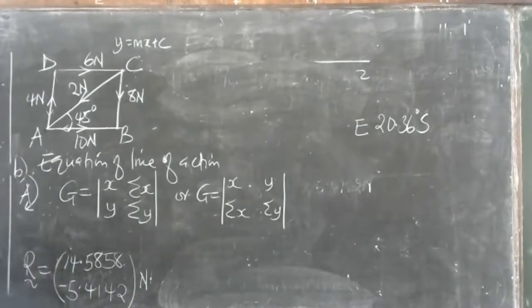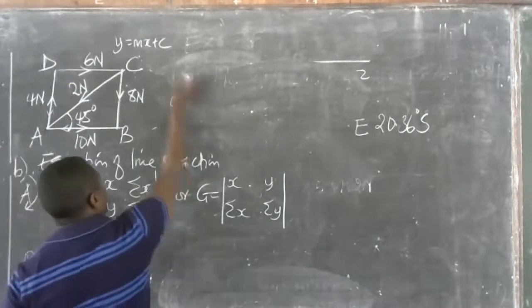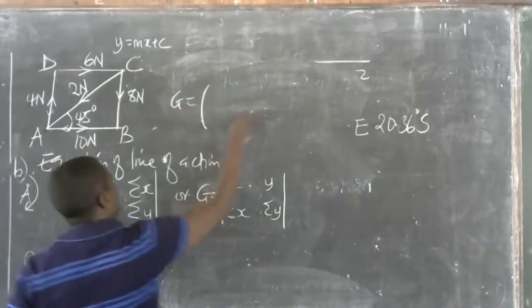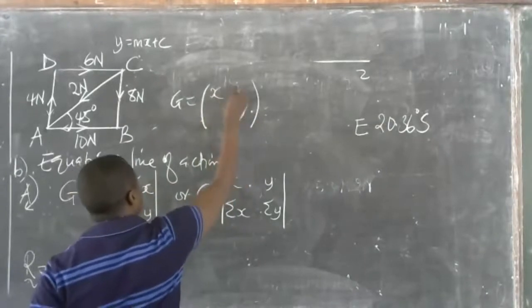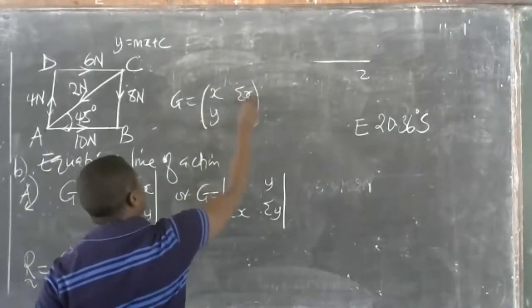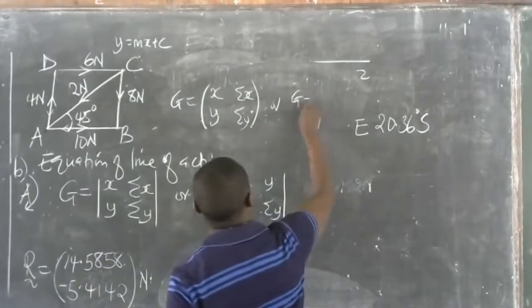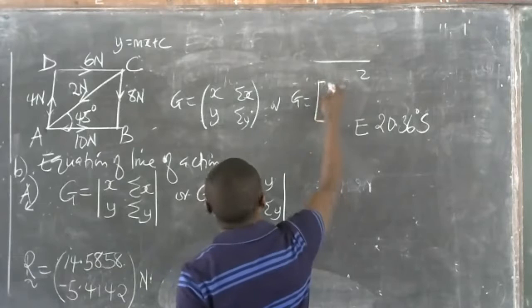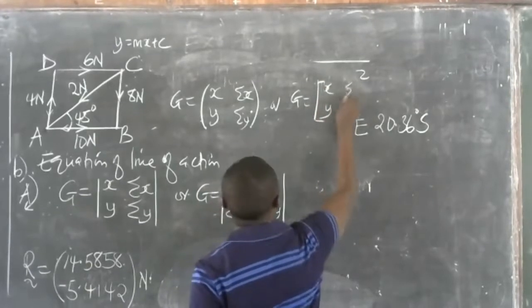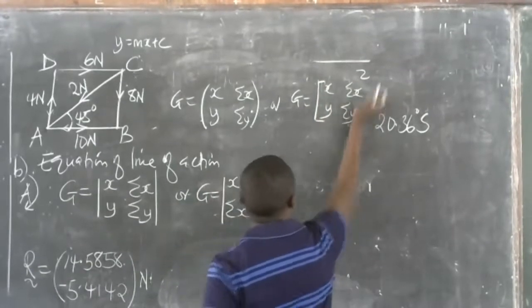So that means before I continue, there are some people who write the equation of line of action in matrix form. Someone writes such a thing, or someone writes the equation of line of action in this form: x, y, sum x, sum y.